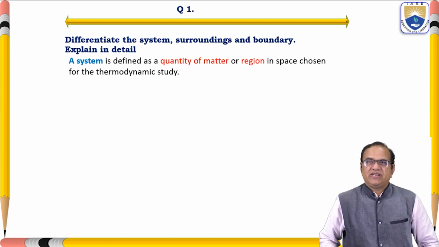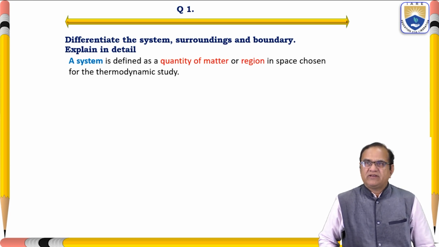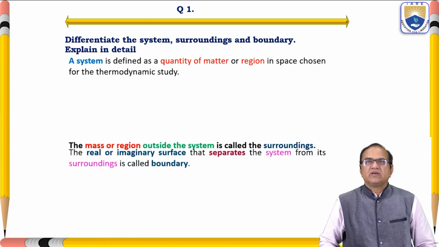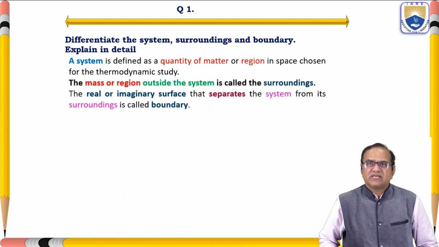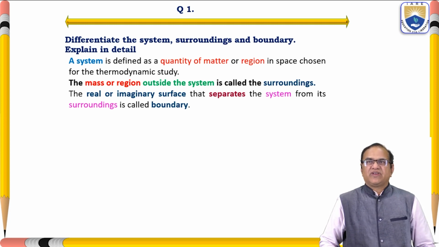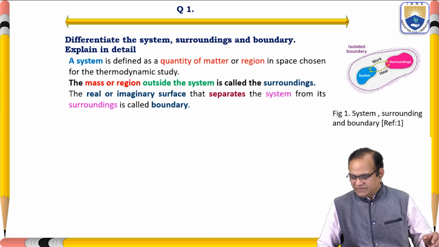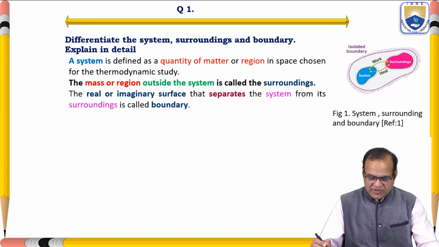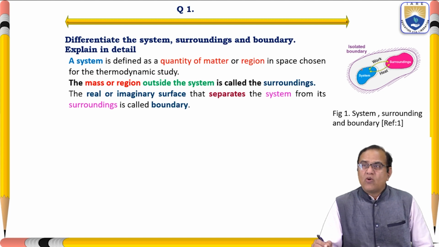A system is defined as a quantity of matter or a region in space chosen for thermodynamic study. The mass or the region outside the system is called the surrounding. The real or imaginary surface that separates the system from its surrounding is called the boundary. You can see here how we can define the system and the surrounding.